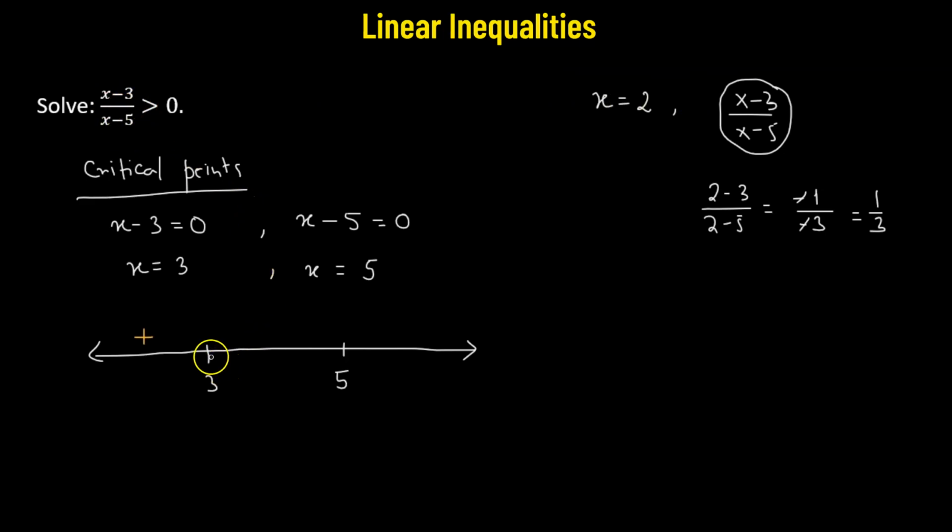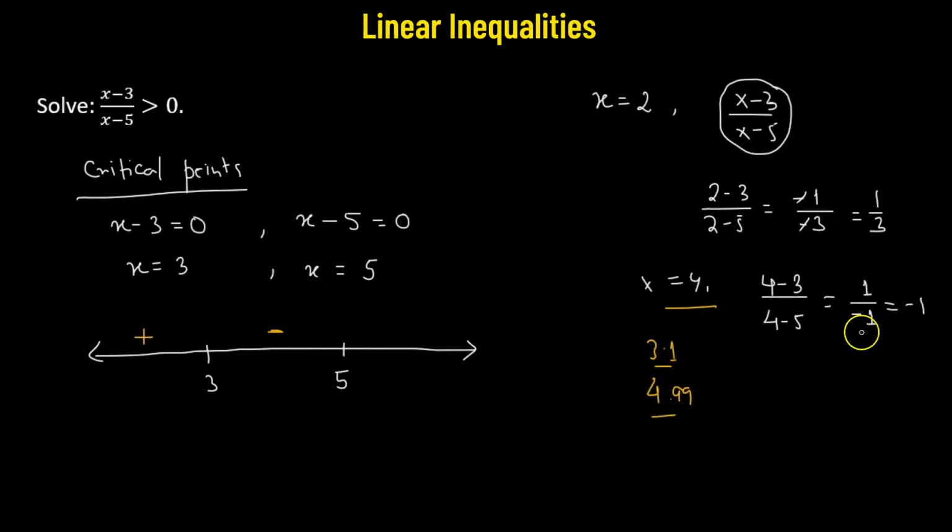Next, we're going to take a value between 3 and 5. So let's say we take x equals 4, and substitute it into x minus 3 divided by x minus 5. So we have 4 minus 3 divided by 4 minus 5. 4 minus 3 is positive 1 and 4 minus 5 is negative 1. So that means we are getting a negative value. This tells us that any value that we pick between 3 and 5 is always going to be negative. It's not necessary to pick x equals 4. You can pick, let's say, 3.1 or 4.99. You can check that it's always going to be negative for values between 3 and 5.